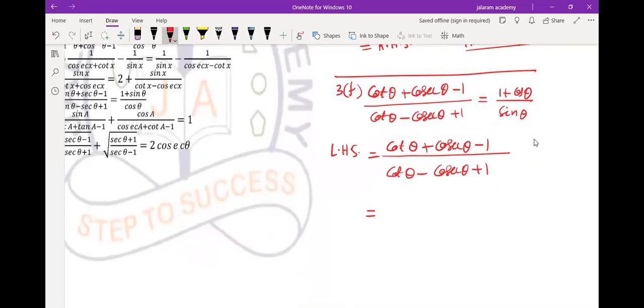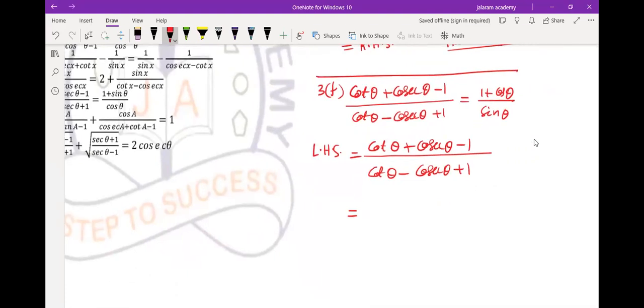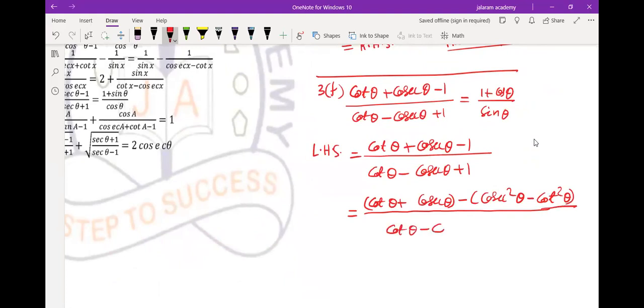In the previous video of trigonometry, I have discussed several methods to solve this question, but today I will discuss only one. Change this 1 to cosec square theta minus cot square theta, and in the denominator it is written 1 only, equals cot theta plus cosec theta minus. This can be factorized again.